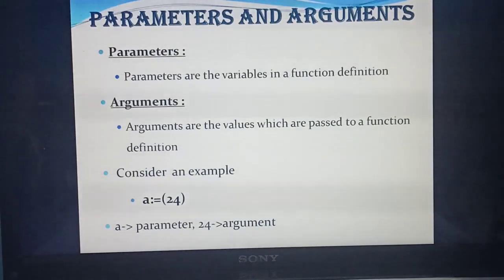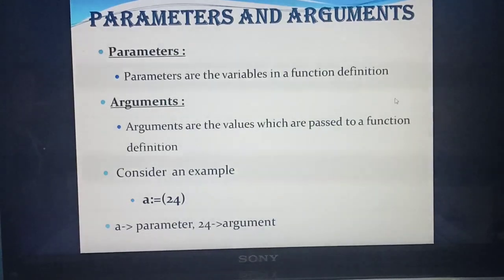What are the 3 questions you have studied? Subroutines, functions, and the function definition. That means a colon equal to 24. So those are the 3 important 2-mark questions. Among them you can expect any one 2-mark question in your public exam or any exam. After that, the next important question is this one.